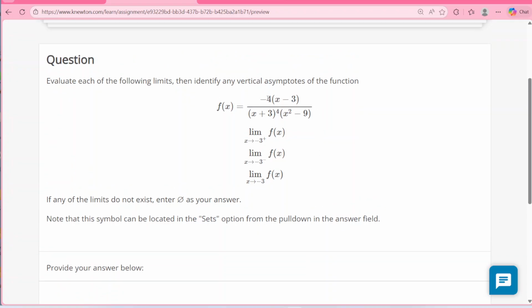Now, quite often, it would make sense to simplify a function. So I'll explain that to you here. We'll do that with this problem.